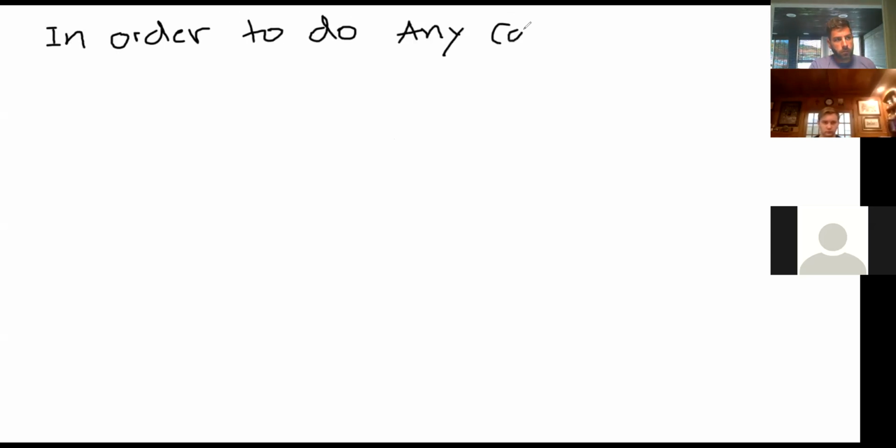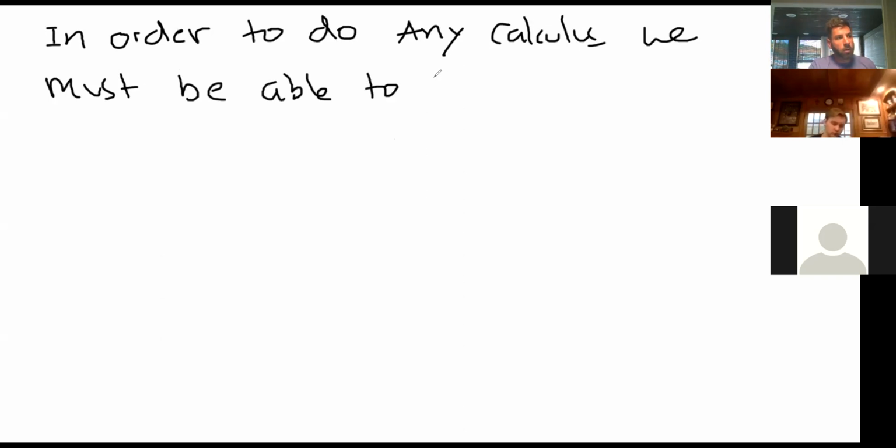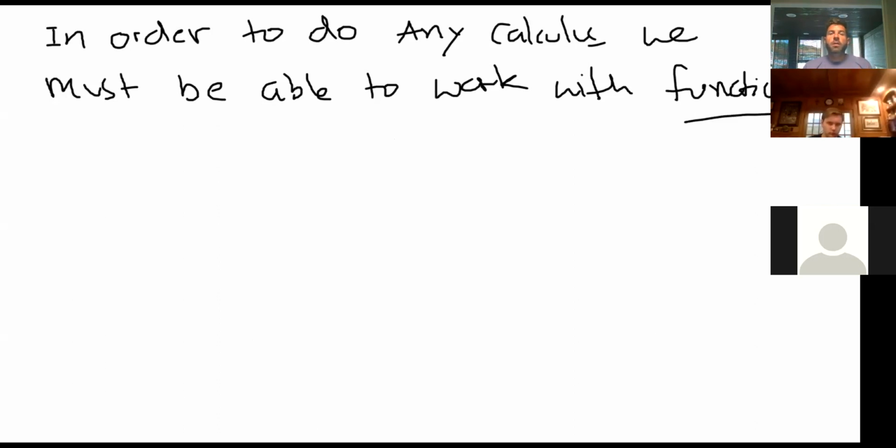Okay, so what we need to do is we need to start like this. So we need to think like this. In order to do any calculus, we must be able to work with functions. It's absolutely imperative that we are comfortable working with functions. So that means, do you know what a function is?